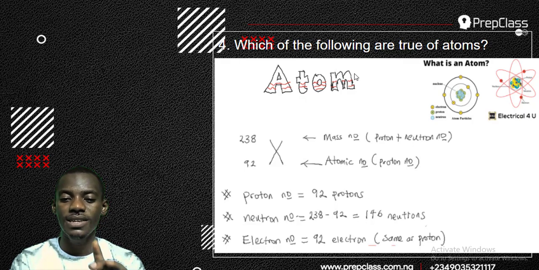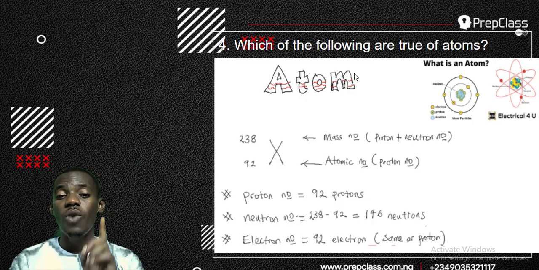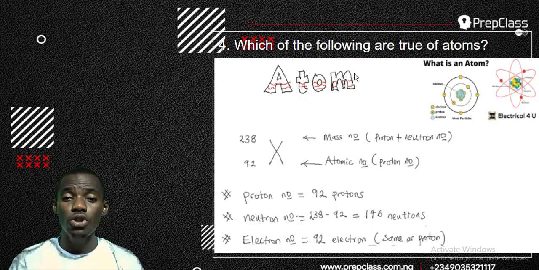It is the same thing. Electron number is always the same as the proton number on a neutral atom. So proton and electron always have the same number. Don't forget this. Whatever element you are given, the proton and the electron will always have the same number.